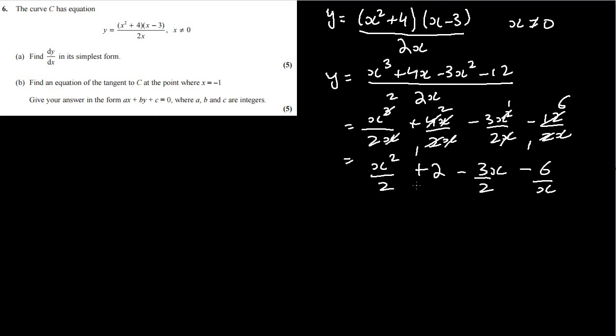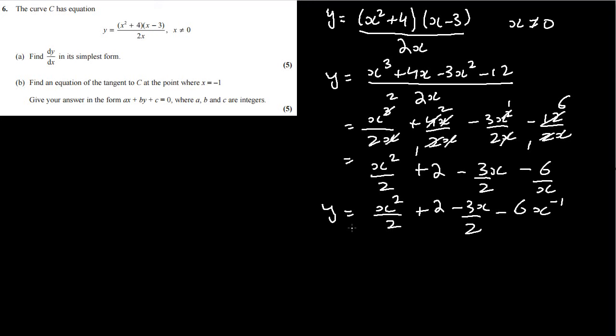And as I said in one of the earlier questions, it's best to bring the denominator into the numerator. If you have x in the denominator, you bring it up by using a negative power. So you write x squared over 2 plus 2 minus 3x over 2 minus 6, and this x becomes x to the minus 1. Finally, we can find dy by dx.